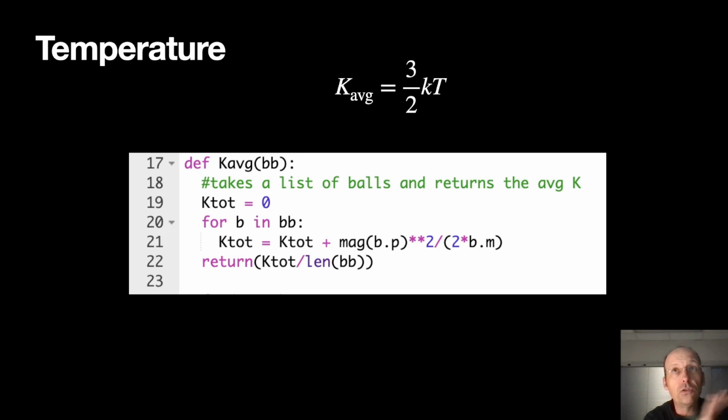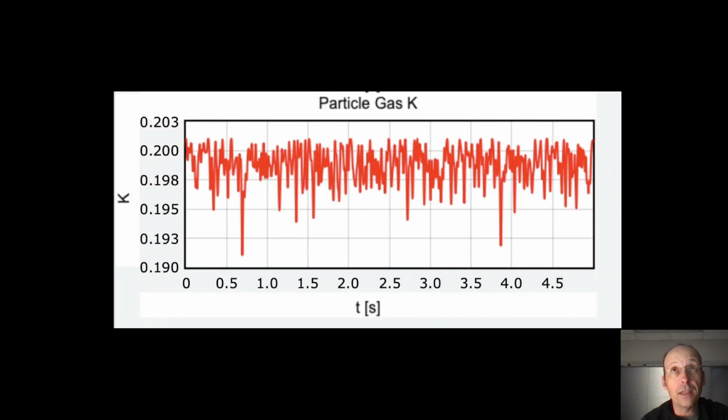Okay, so let's do this. Let's run it for 5 seconds and plot the kinetic energy as a function of time, and we get this. It's not exactly constant. So why does it go up and down? The average should be at 0.2, because I have a mass of 0.1: 1/2 times 0.1 times 2 squared is 0.2.